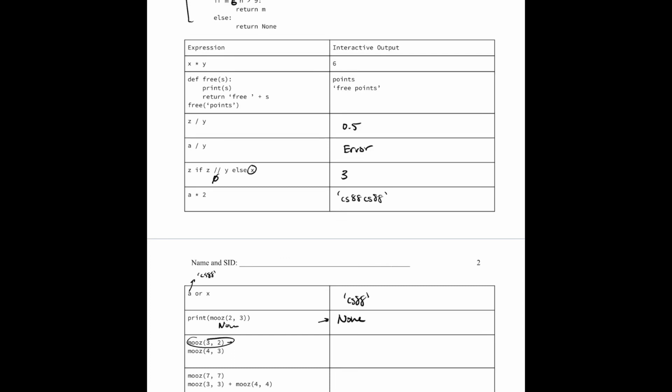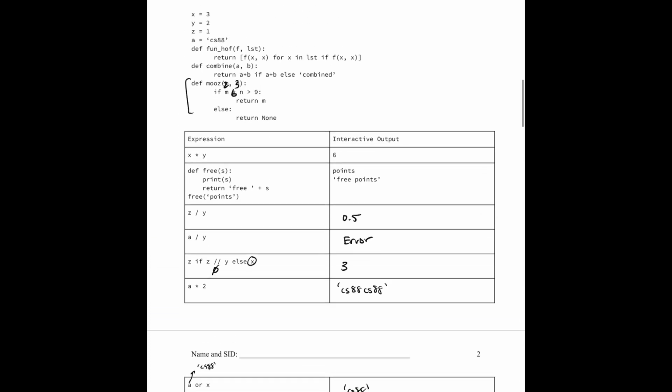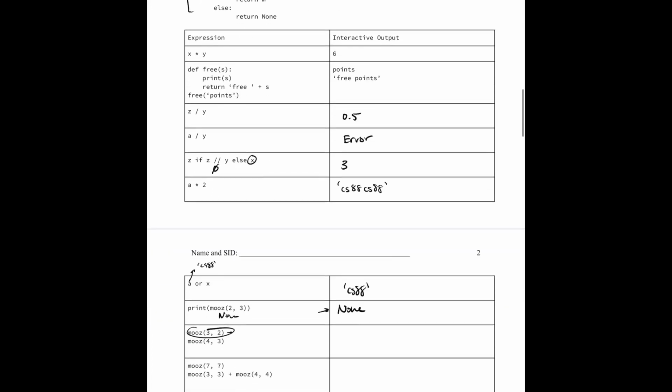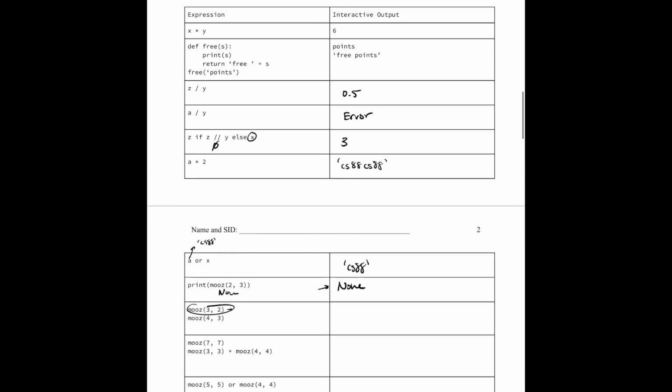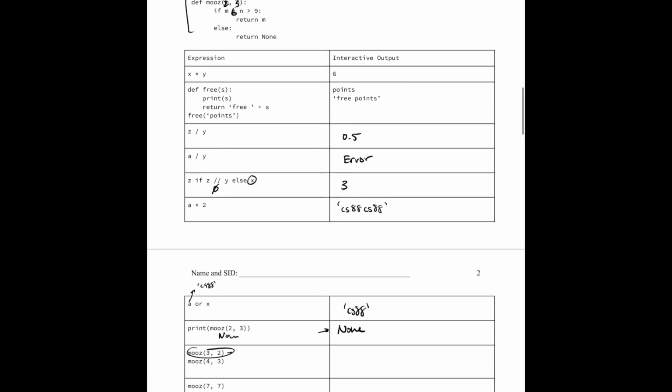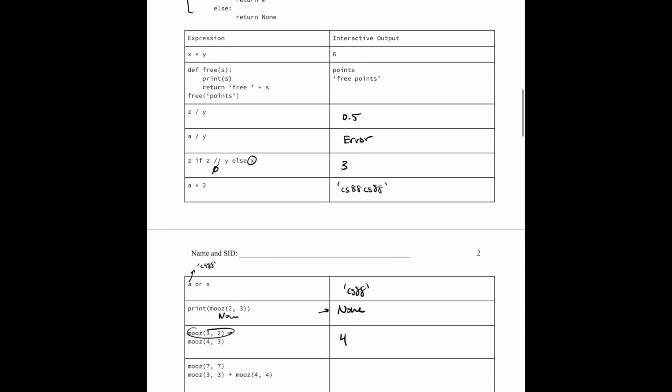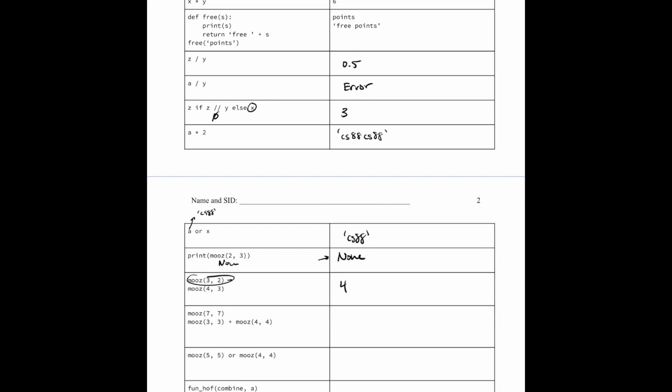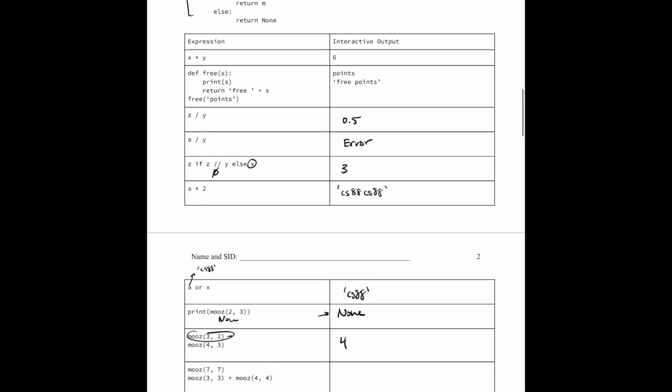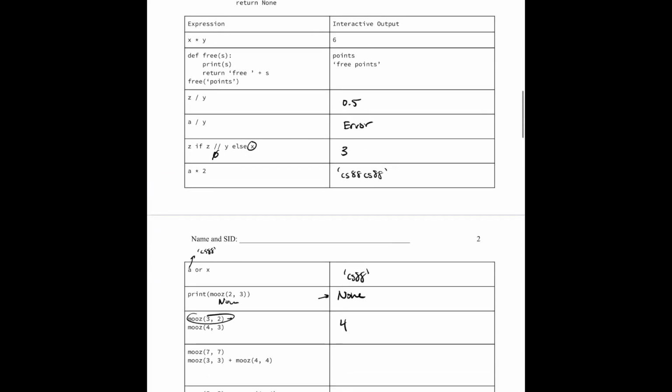Next, when we do moves 4-3, it's going to be if 4 times 3 is greater than 9, which is 12, which it is, I'm going to return m. The m in this case is going to be 4. So we're just going to be returning a 4, and there's no none above it. Next, we're going to do move 7-7. 49 is greater than 9, so we're going to be returning a 7.